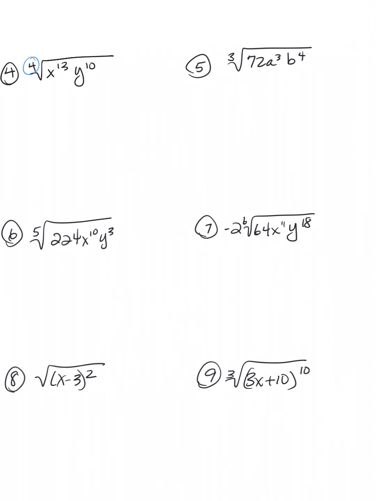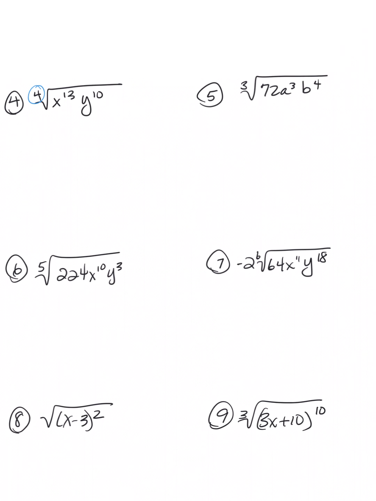So if I need to take things out in groups of 4, let's think through this really quick. If I listed out all these x's, there's 13 of them, right? And I need to take them out in groups of 4. So if I divide that 13 by 4, I can take out 3 with 1 left over. So I'm going to leave 1 here. So I'm going to take out an x cubed.